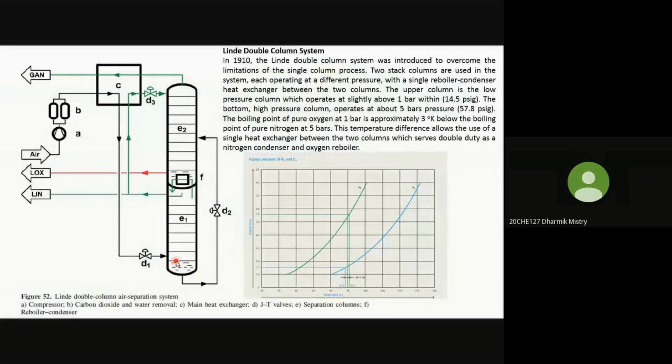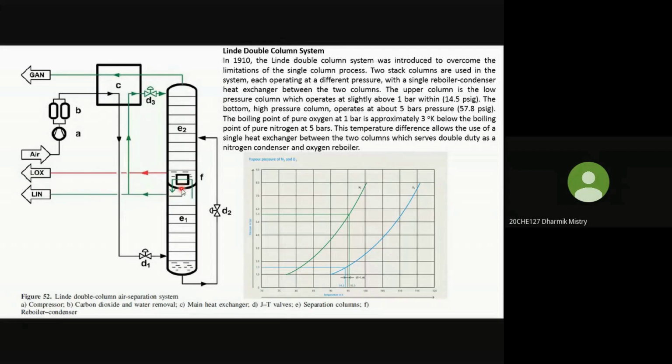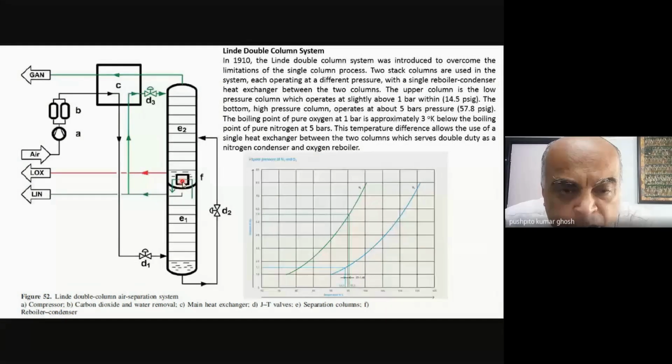Sir, the oxygen which we are getting is a liquid or a gas? Liquid. L stands for liquid. Okay. Sir, then why is it written that it serves double duty as a nitrogen condenser and an oxygen reboiler? You see, you are also setting up a reflux here. So effectively, the liquid oxygen will also vaporize and reach an equilibrium with the nitrogen. That way the nitrogen will continuously travel towards the top and the oxygen will go towards the bottom.